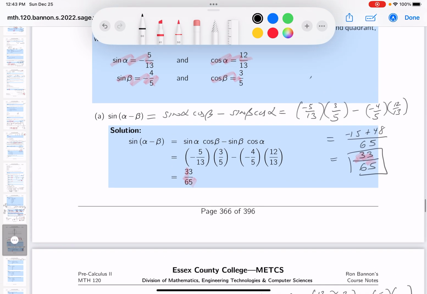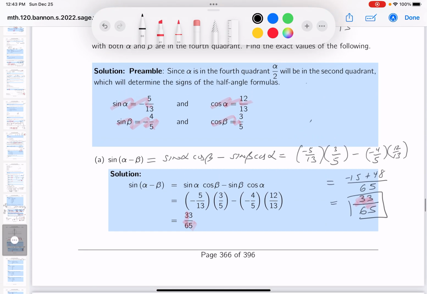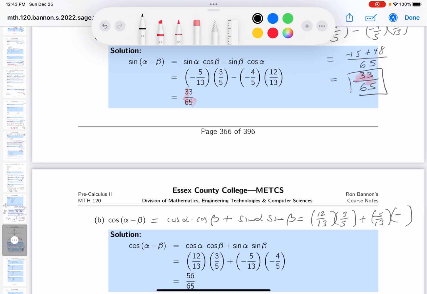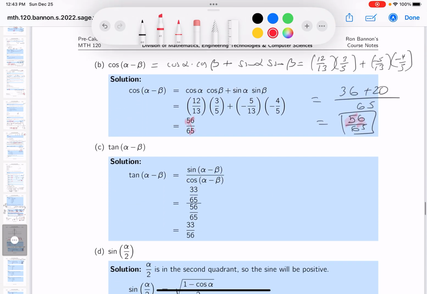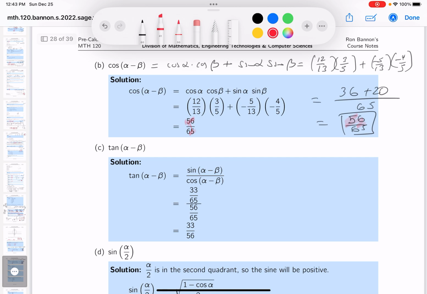And the sine of beta is minus 4/5. Again, common denominator 65. We're going to get 36 plus 20, which is 56 over 65. Let's get a red pen out, see how we did. We're doing okay.